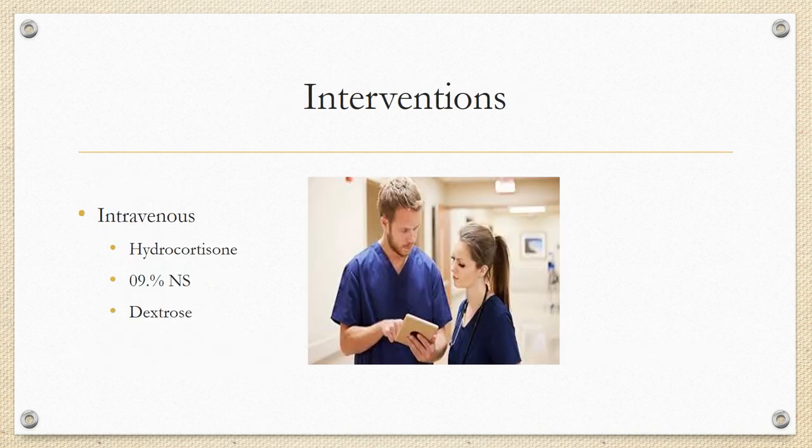Interventions for Addisonian crisis is going to be hydrocortisone because they're lacking it, the 0.9% or normal saline because of the dehydration and to get their blood pressure back up, and they're also going to do dextrose for the energy.